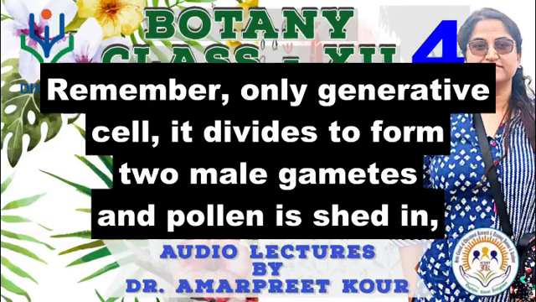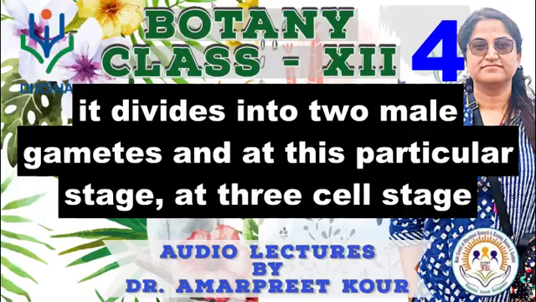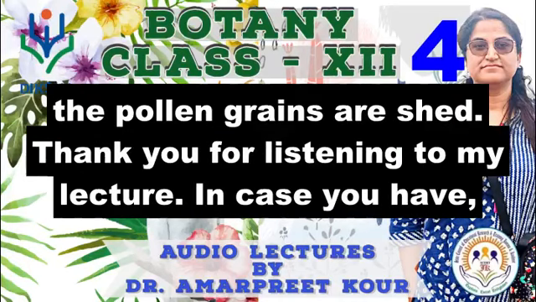Remember, only generative cell divides to form two male gametes, and pollen is shed in 3-cell stage. Clear? Vegetative cell reserves the food material. Generative cell divides into two male gametes, and at this particular stage, at 3-cell stage, the pollen grains are shed.